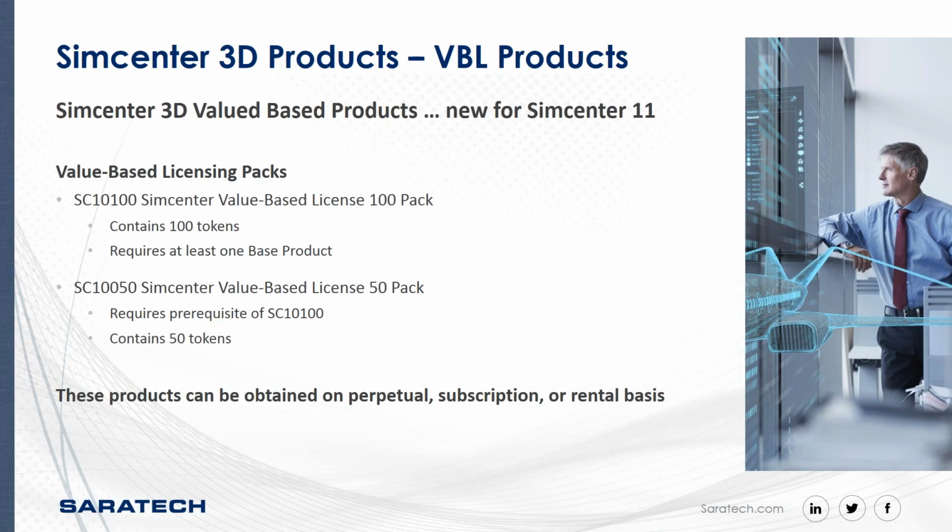So with SimCenter 11, the latest release of NX and SimCenter, you have these packs that you can purchase. The base product would be a pack of 100 tokens, and then you can also add a pack of 50 instead. So again, some of the lower end add-ons may only require 40 or 60, so you may not need to go in increments of 100. So you also have the option to go in increments of 50.